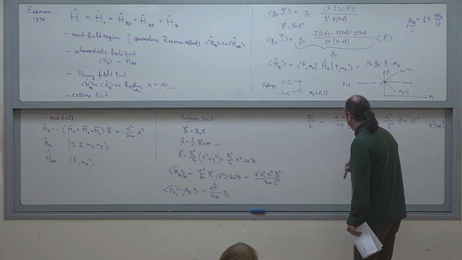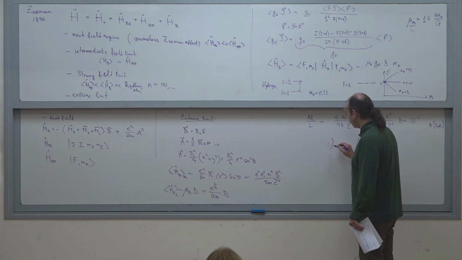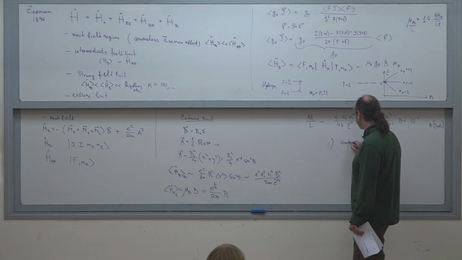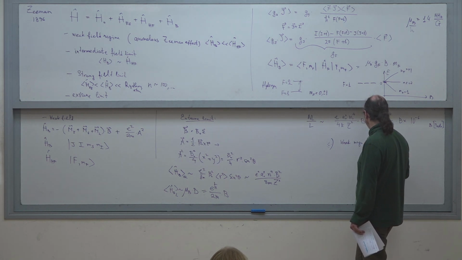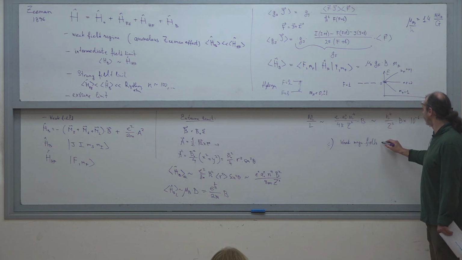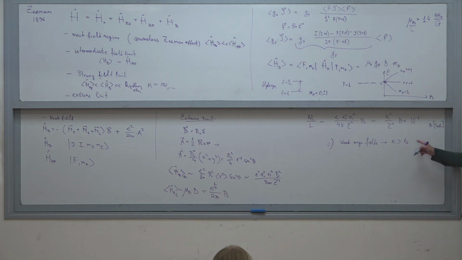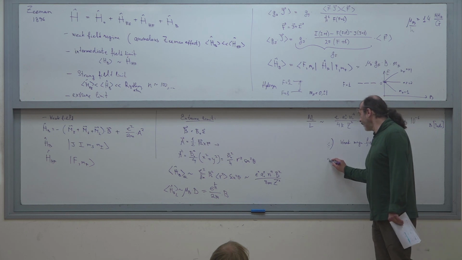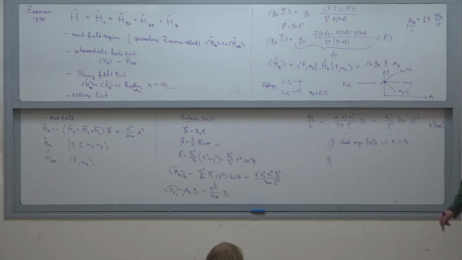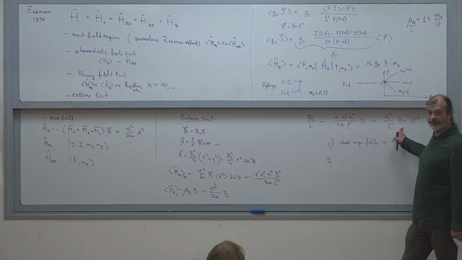Okay, so that's the first situation: even for weak magnetic field, if n goes to a few tens, then this nonlinear term becomes relevant, and we have to calculate it. But the second limit where this term becomes important is when the magnetic field is very large.